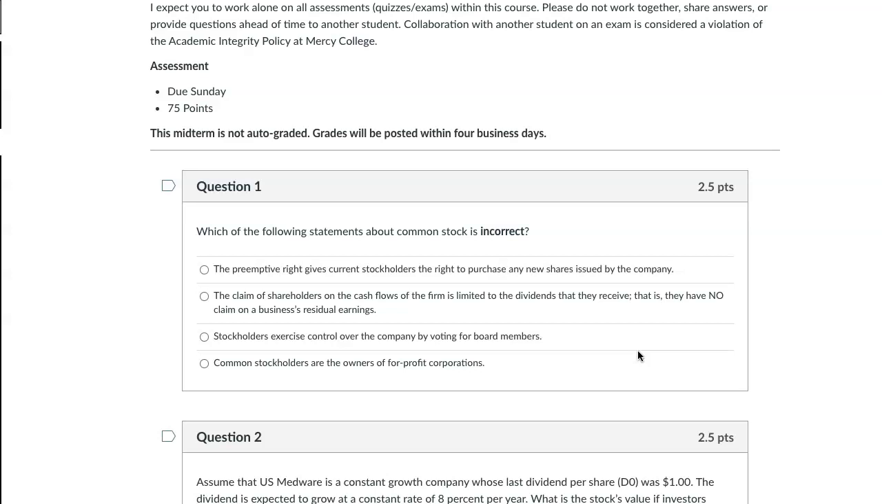No math, right? Love that. Which of the following statements about common stock is incorrect? Okay, screenshot that. You can get, there's 1 out of 30 you should be able to get just with a little research.